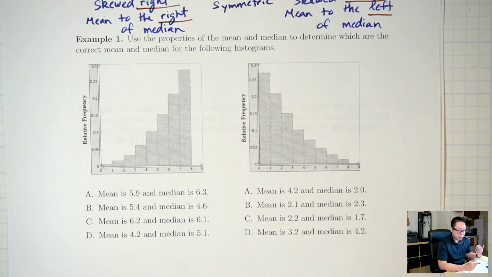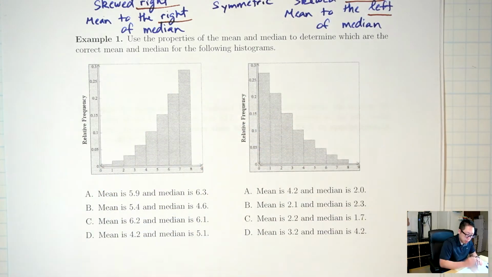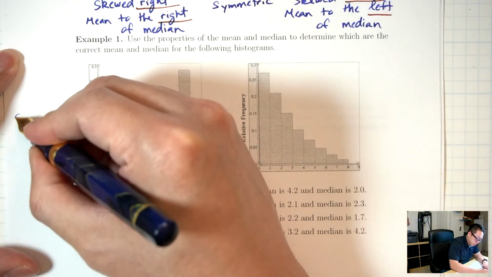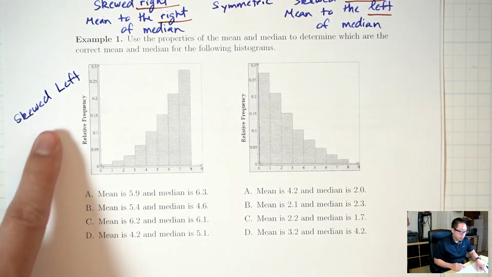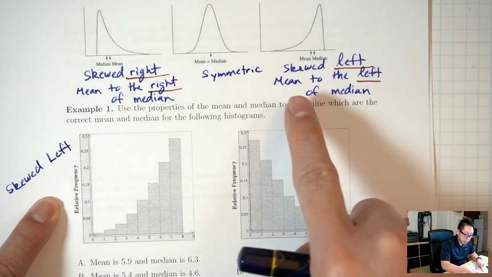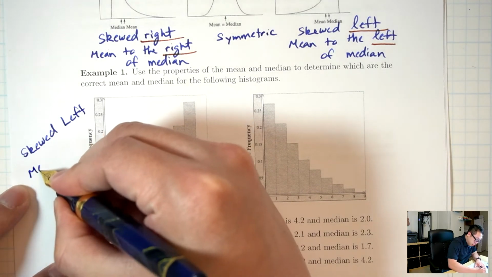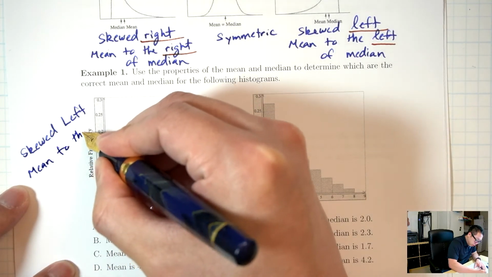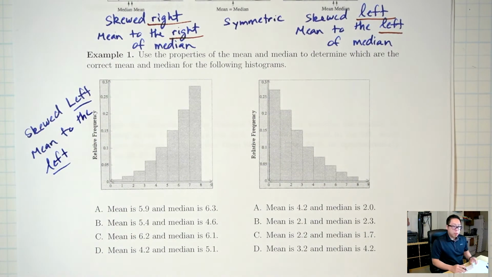This histogram, is that skewed left or is that skewed right? So skewness refers to the location of the tail, right? So this is the tail. The tail is on the left side, so this is skewed left. Which we know now means that the mean should be to the left of the median. Okay? So that should allow us to rule out two of these choices.